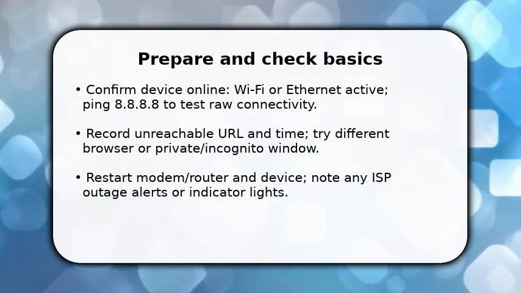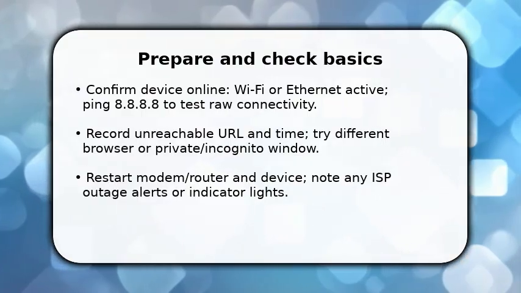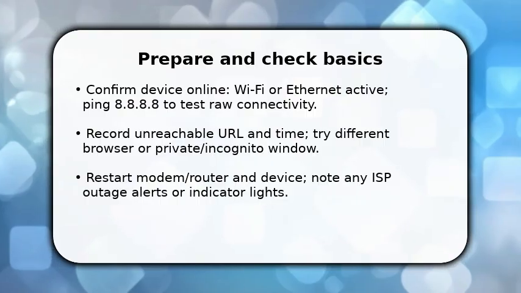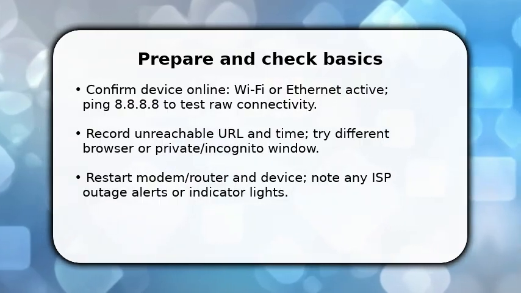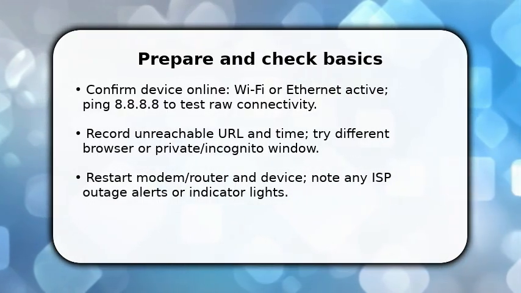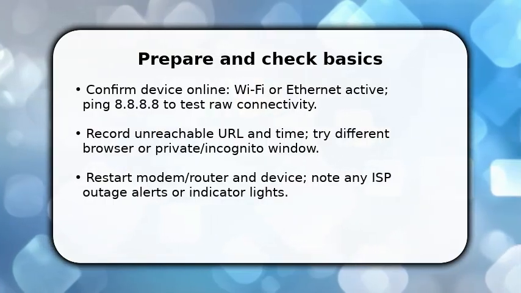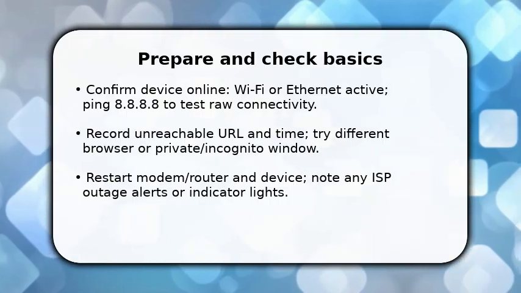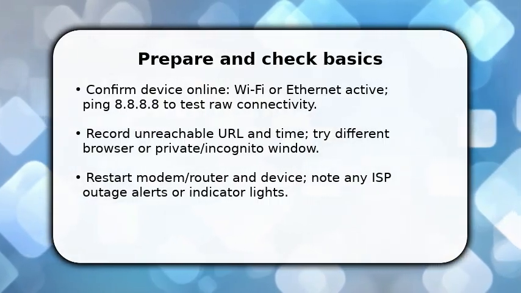You start by verifying connectivity and eliminating local issues. First, make sure your device is on the network, then ping a stable IP like 8.8.8.8 to confirm packets leave your machine. Once done, open the unreachable URL in another browser or an incognito window to rule out cache and extension interference.